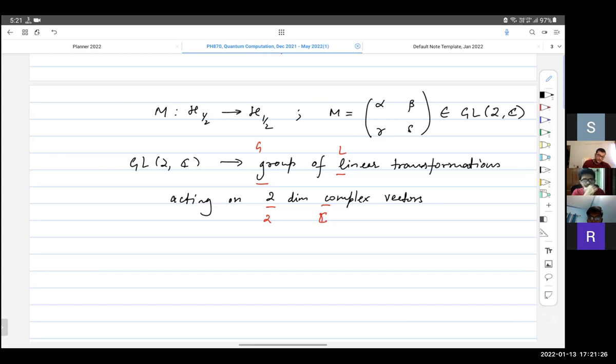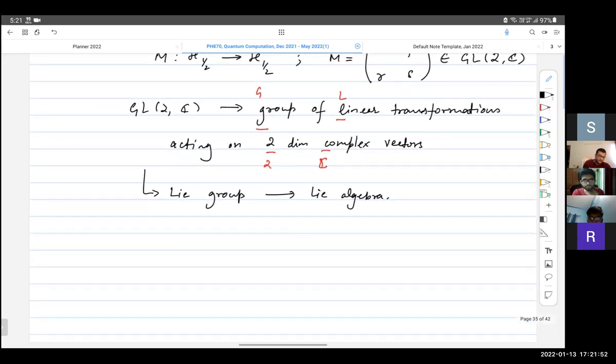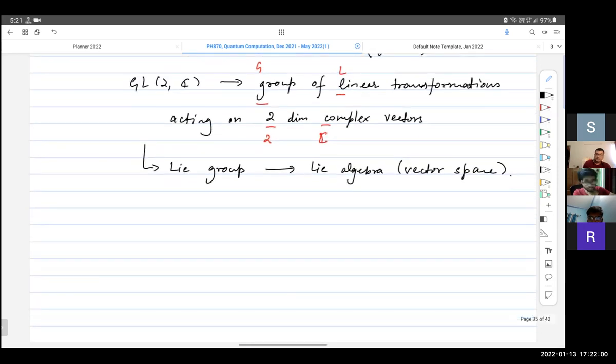So for any group of this form, there is an association, there is another object which is called an algebra, right? So this is what is called a Lie group. And associated with a Lie group, you have something called a Lie algebra. And this Lie algebra, it's a vector space. Well, it's an algebra, but an algebra is a set of objects which has the properties of a vector space, but you can add elements, and you can also multiply them. So it's sort of like a vector space. It has more structure than a vector space.